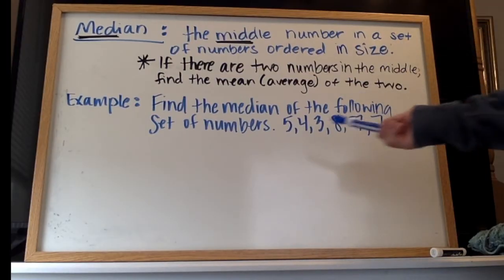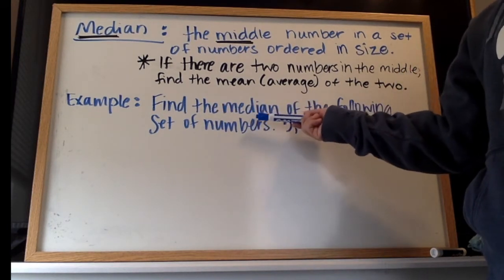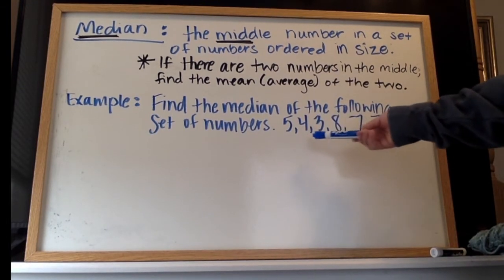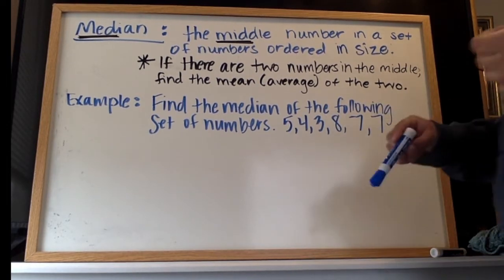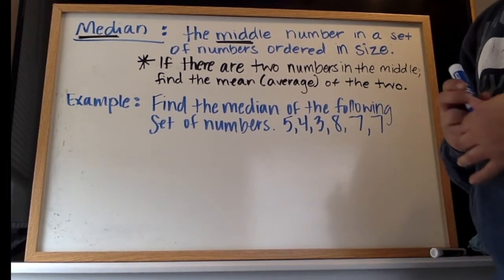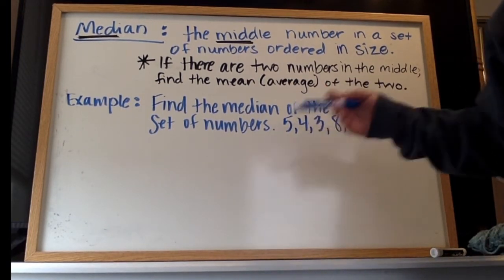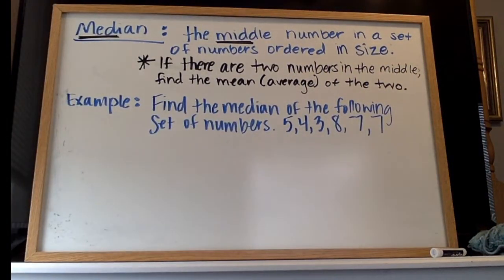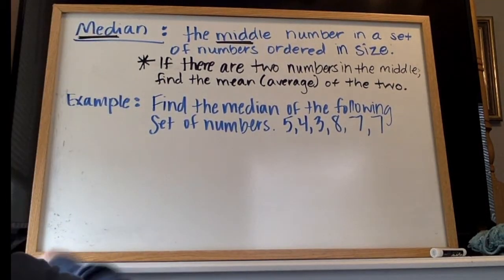All right, this next example, we're still going to be finding the median, that middle number, but this time we have a different set of numbers here. We've got 5, 4, 3, 8, 7, and 7. The first step you need to do in finding the median is ordering them in size. So either least to greatest or greatest to least. This time I'm going to do greatest to least just because last time I did least to greatest, and I want to show you that it doesn't matter which way you do it, okay?